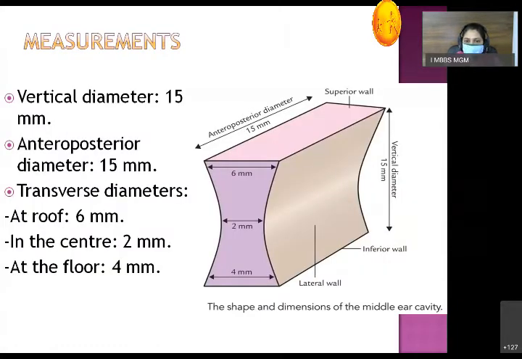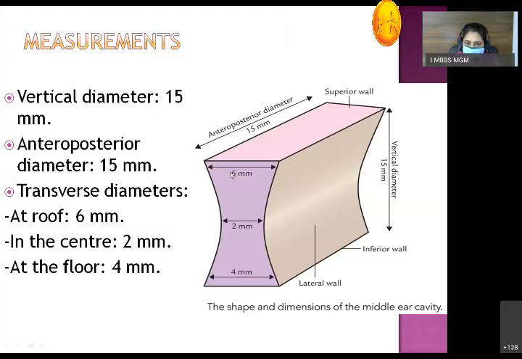Then what are the measurements? If you see this middle ear cavity, the vertical diameter is 15 millimeter. The antero-posterior diameter of the middle ear cavity is also 15 millimeter. So vertical and antero-posterior diameter of this cavity is the same, that is 15 millimeter.